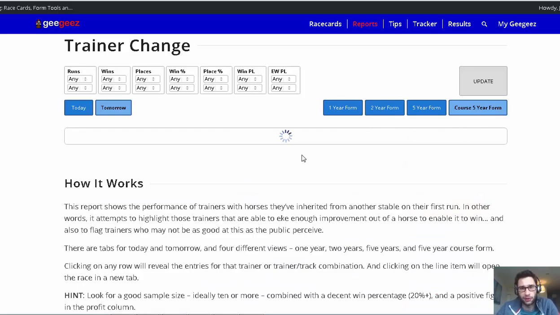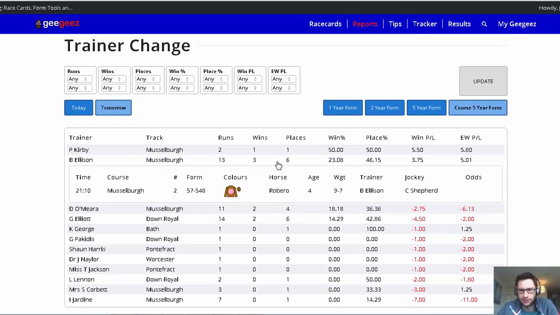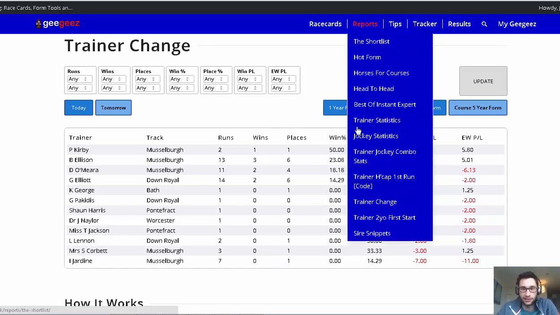Again, you've got the course form option, so we can see if any trainers target a specific course with new recruits. Ellison arguably does; his profit loss is okay, so that's there. Ian Jardine sent 7 to Musselburgh, none of them won. That might be interesting in itself. So that's the trainer's change.